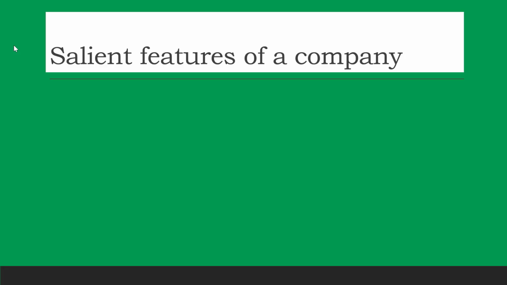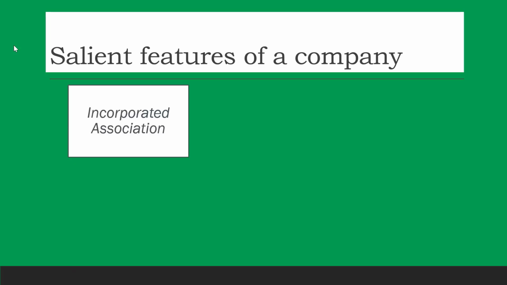Salient features of the company. So we must understand what the features of a company are whenever we are preparing accounts for companies which are limited companies, which are listed companies. So what are the features?